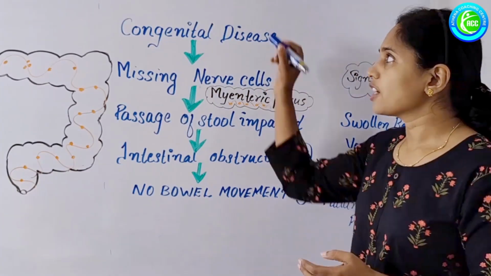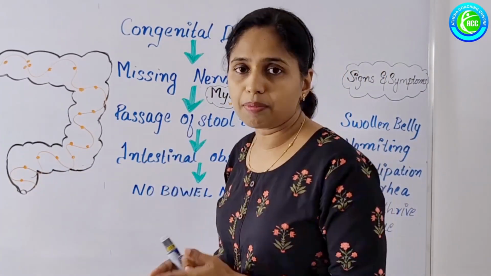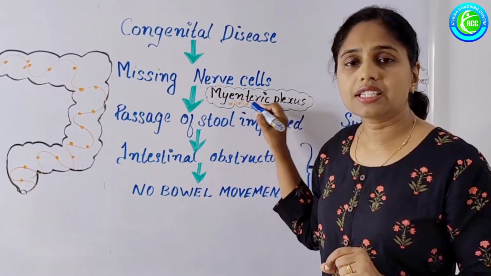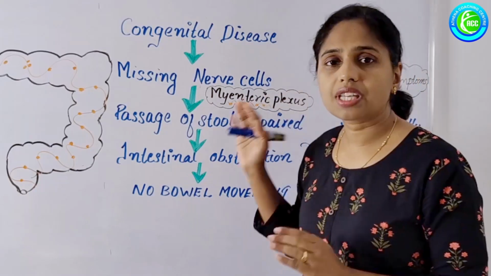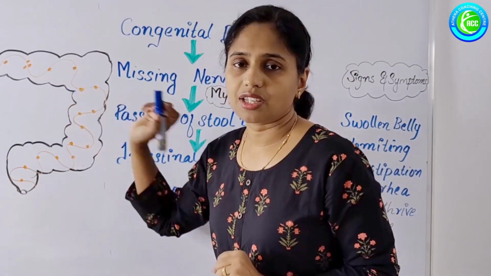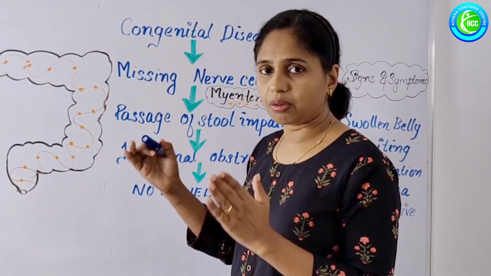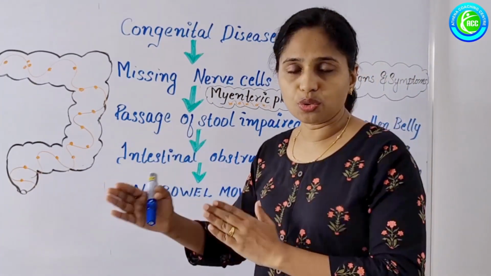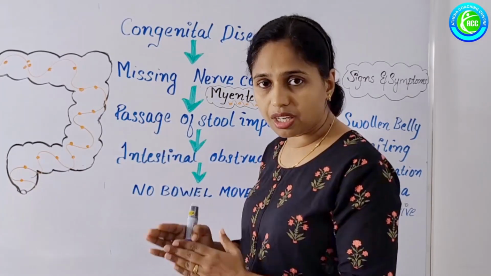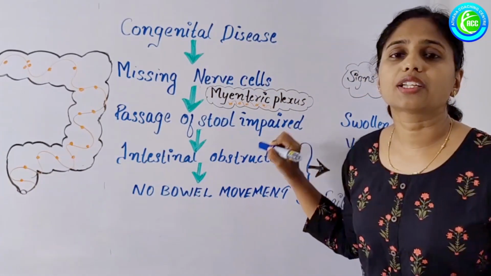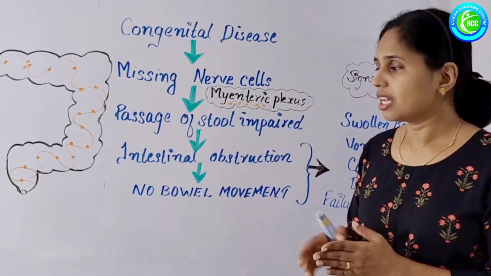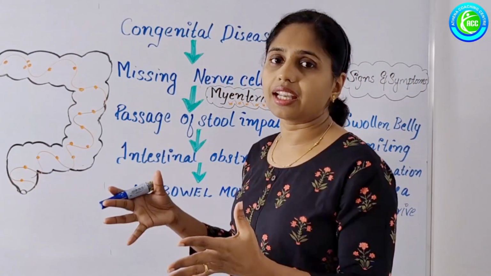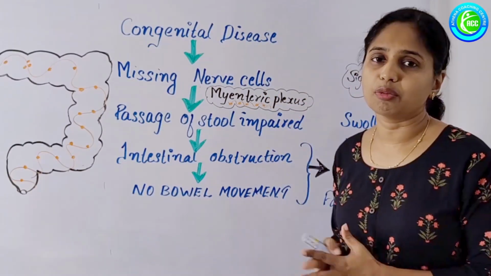So I repeat, Hirschsprung's disease or aganglionic megacolon is a congenital disorder in which the myenteric plexus, that is nerve cells, are missing in the intestine. That is the major colon or megacolon. Fine. As a result of that, the movement of stool or fecal matter within the intestine is impaired and that causes intestinal obstruction and no bowel movement is expected. So what is the basic sign? That is no bowel movement.